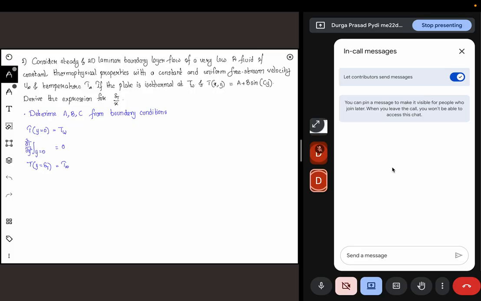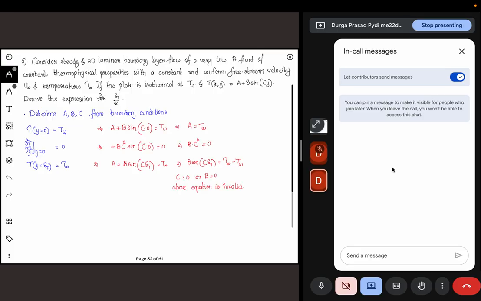If I started with this condition and try to solve these equations, from the first one I'll have A equal to T_W, and from the second one, one of B or C has to be 0. But if I substitute that in the third equation, then I'll not be able to solve for this particular problem, which means that for this particular case, one of the boundary conditions cannot be used directly, and so we'll resort to the other condition.